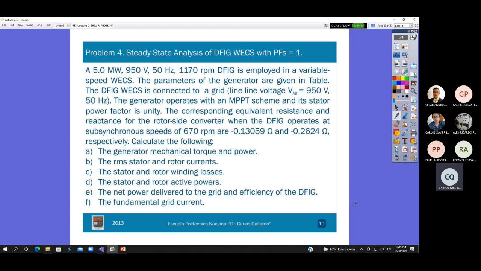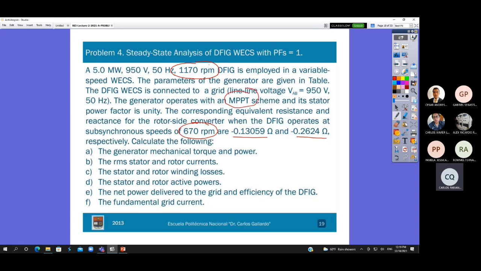Okay, pay attention to the problem. This is the rated voltage, the rated speed. This is my first speed. This is the rated rotor speed. I will have the subsynchronous speed, which is this one. So I have two speeds. And besides, this is the equivalent resistance and this is the equivalent reactance.